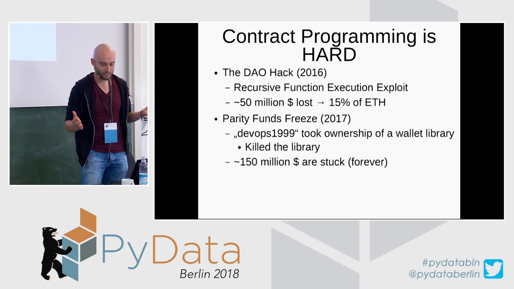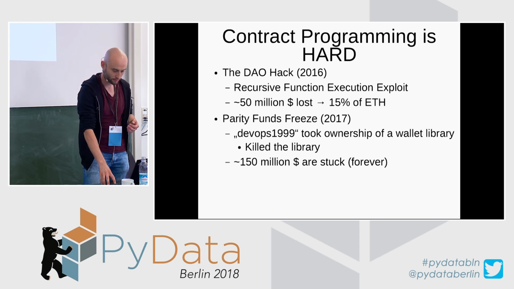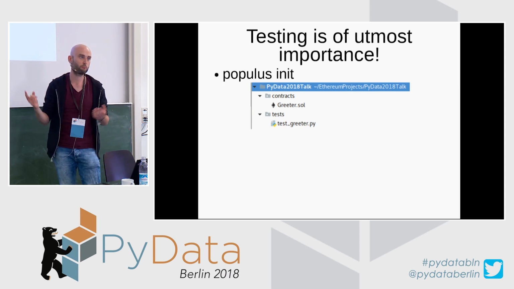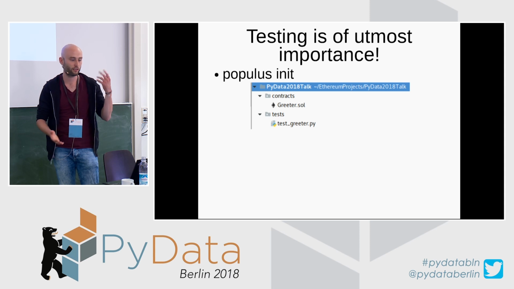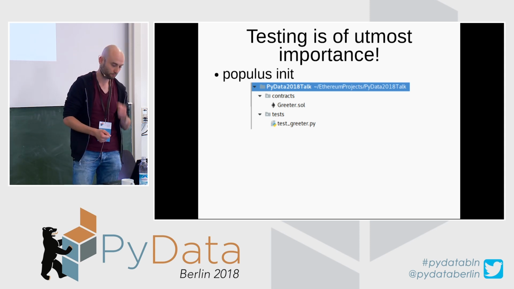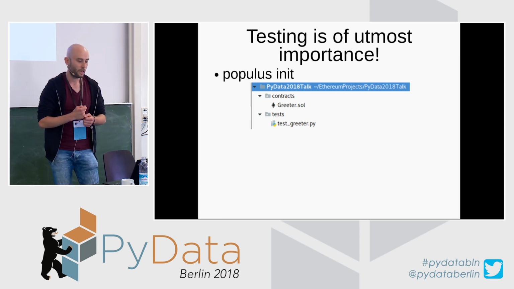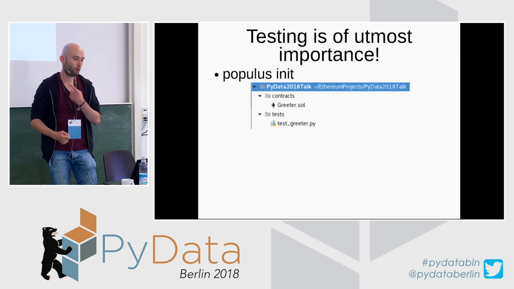Yeah, so as I said, contract programming is hard, and it's very easy to make very costly mistakes. So testing is of utmost importance, probably even more important than in the regular IT world. But the beauty here is, you can do this in Python for Ethereum smart contracts. And this library is called Populus.